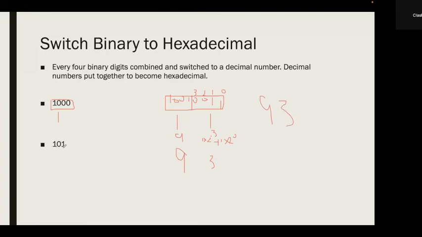So how about the number 101? It is not enough to group into groups of 4s, right? What you do is the same as before. Add a unit of 0 to the left until you have enough for groups of 4s. So we just add a unit of 0 to the left, and we switch this group of 4 to a decimal number. How about if you have the number 10101? If you group it into groups of 4, this is a group of 4. You want to add zeros to the left as much as needed to make groups of 4s.